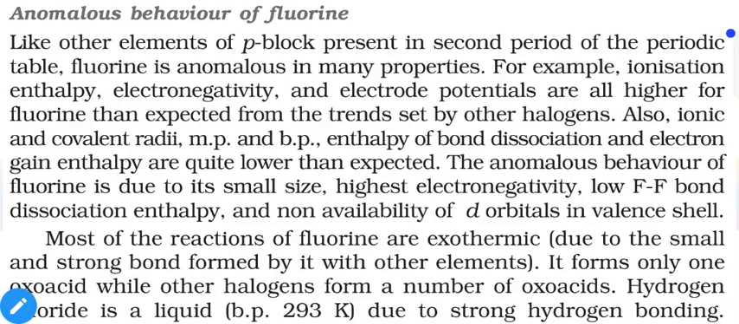For example, ionization enthalpy, electronegativity and electrode potentials are all higher for fluorine than expected from the trends set by the other halogens. Also, ionic and covalent radii, melting and boiling points, enthalpies of bond dissociation and electron gain are quite lower than expected. The anomalous behavior of fluorine is due to the small size, highest electronegativity, low F-F bond dissociation enthalpy and non-availability of d orbital in the valence shell.